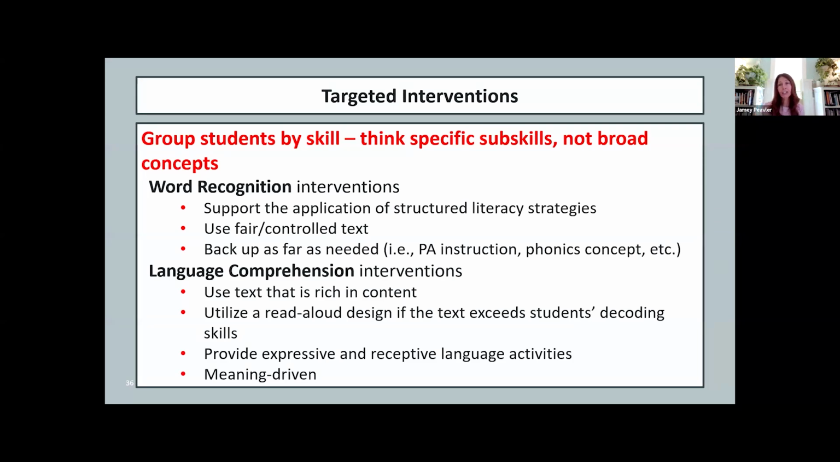For language comprehension, I might use a very different approach in terms of my materials and my lesson. So if language comprehension is the concern, I will probably work with text that is much harder than what the students can decode. I'm going to pick something rich in context and vocabulary. I'm likely going to read aloud, do some dialogic reading, break down, and make sure that they're understanding key components of that text.